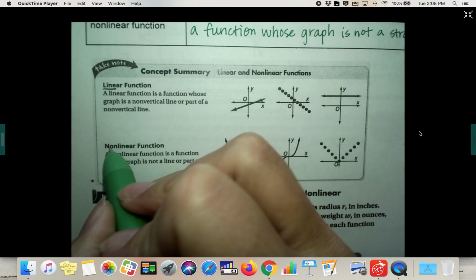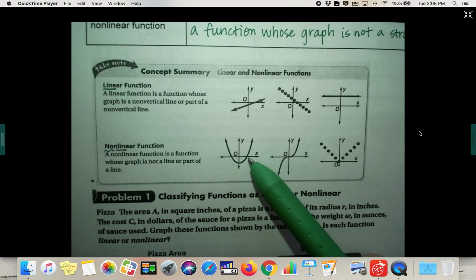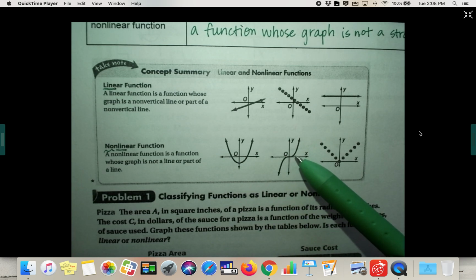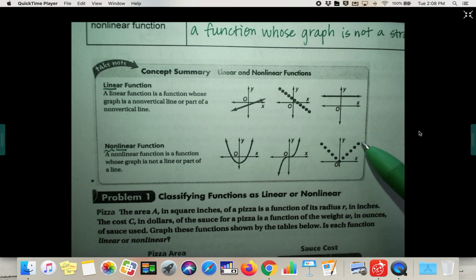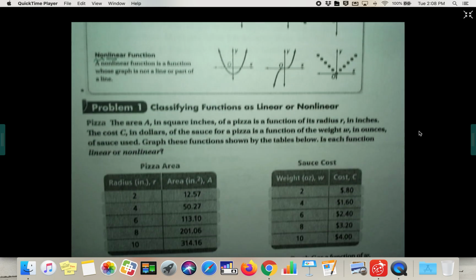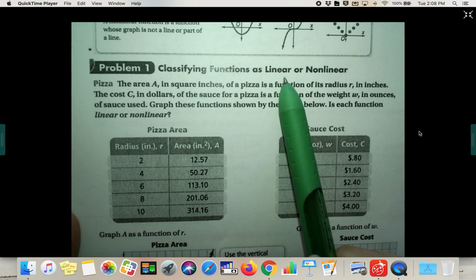So when we go to nonlinear, they would be functions that are curves, functions that are curved, or functions that are straight lines, but in two parts, so it's broken up. It's not a continuous straight line. So these are all still functions, but they are not linear. They're nonlinear.